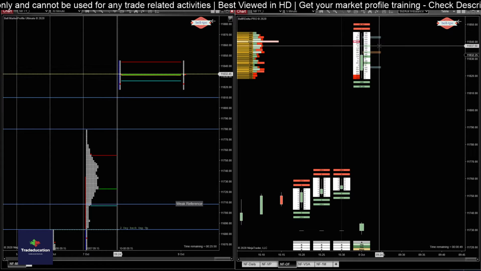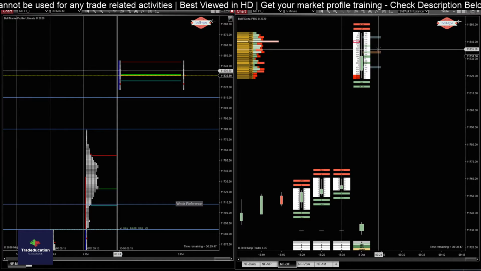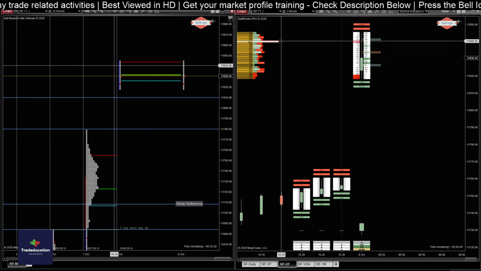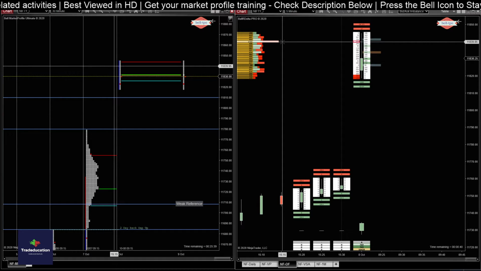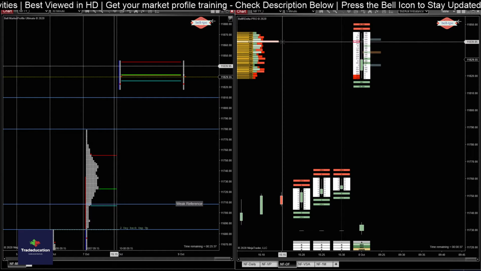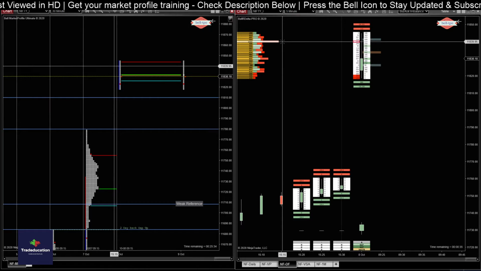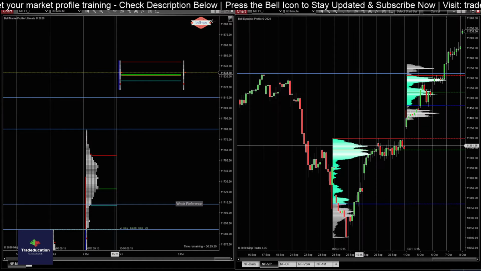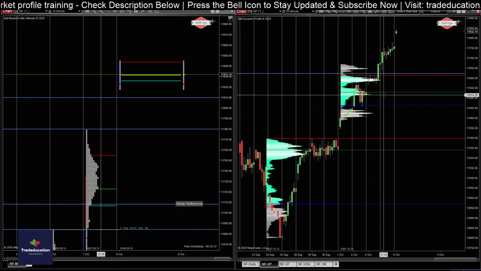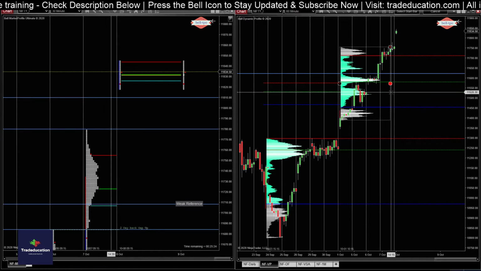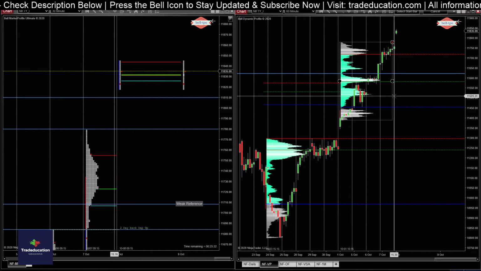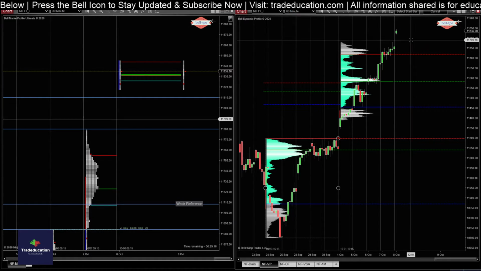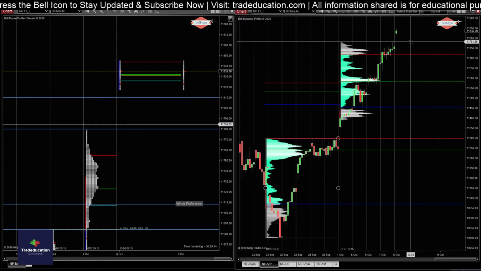Now the auction has already started, so I'm expecting sellers to step in. This is where maximum sellers are present. 11,839.95. Let me add the data points. It is clearly looking above the balance and continuing, and this is the balance high.